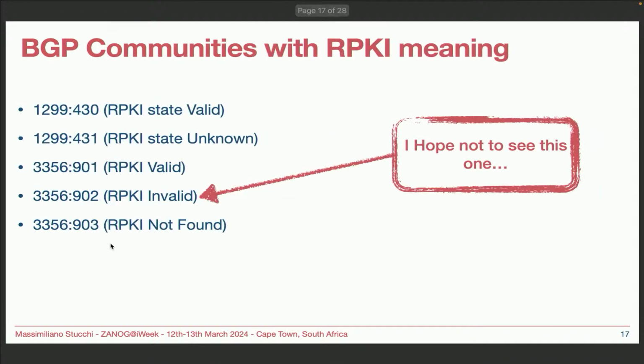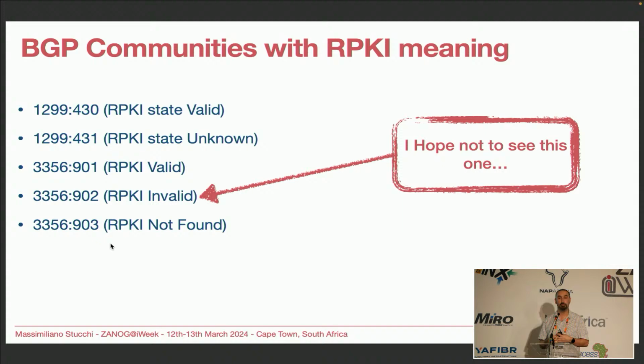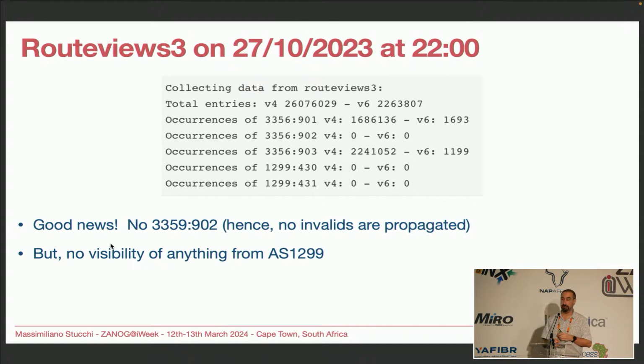So I started looking. This is my initial list of targets. Can I see these communities somewhere in BGP updates across the world? There's one of them that I was hoping not to see: the invalid. If I were to see it somewhere on the internet, it would mean that someone was propagating invalid routes, but luckily I didn't see any of that.